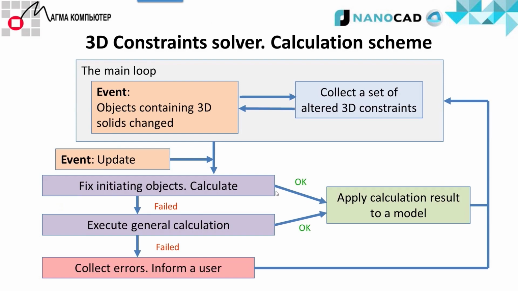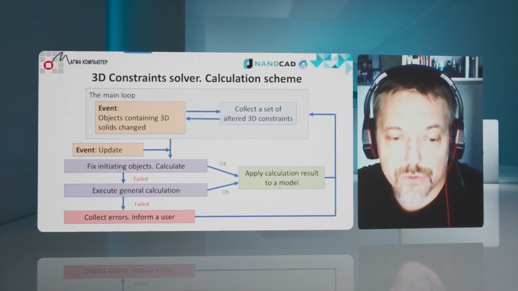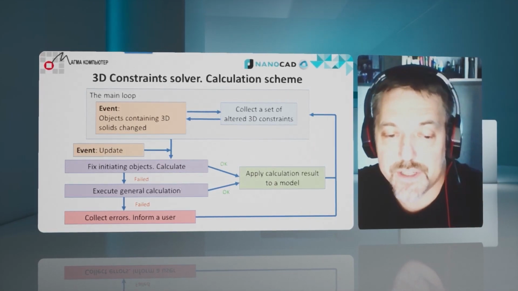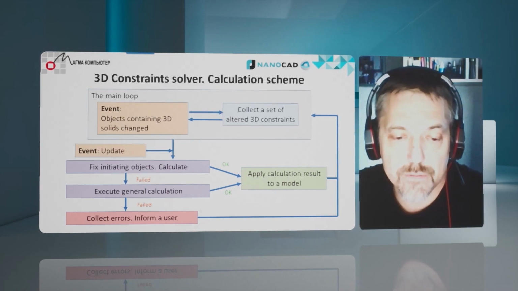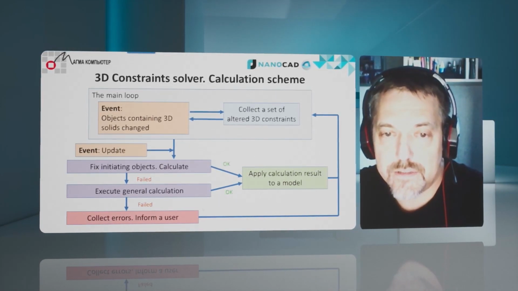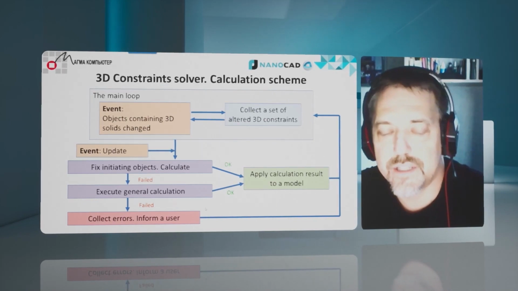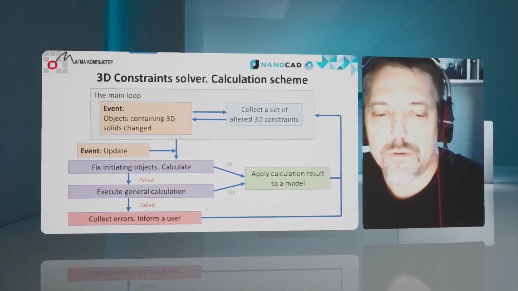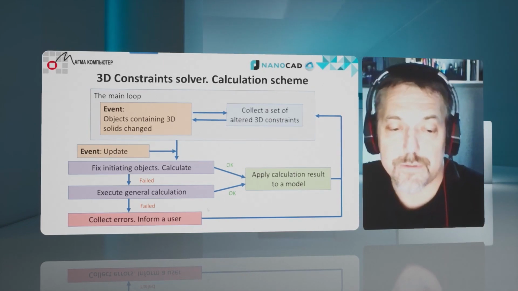First, a fixation is applied to all 3D parts that were moved. Then Nanocad queries the 3D solver to calculate the constraint system. If it's successful, the result is applied to the model. If this stage fails, a general calculation of the 3D constraints system is applied. If this stage fails too, Nanocad collects the states of every 3D constraint using the information provided by the solver. Such states as solved, conflicting, excessive, and so on. Then this information is reported to a user.